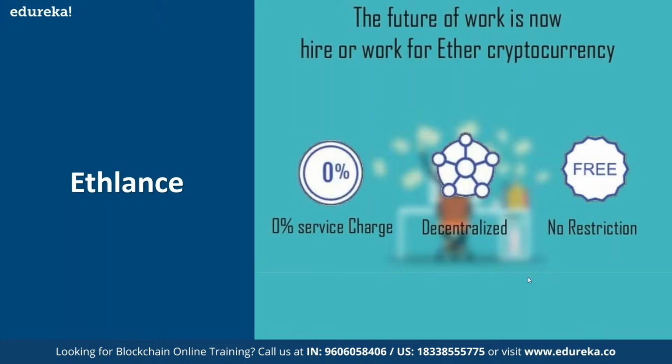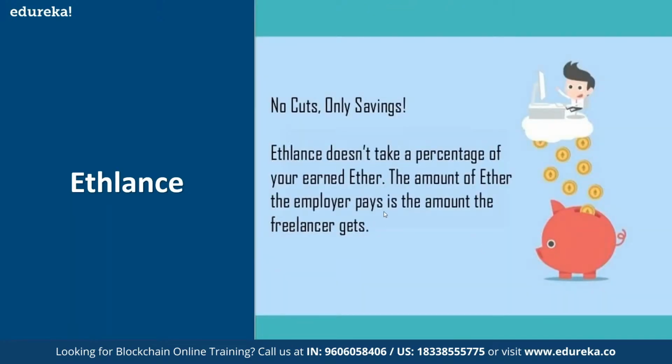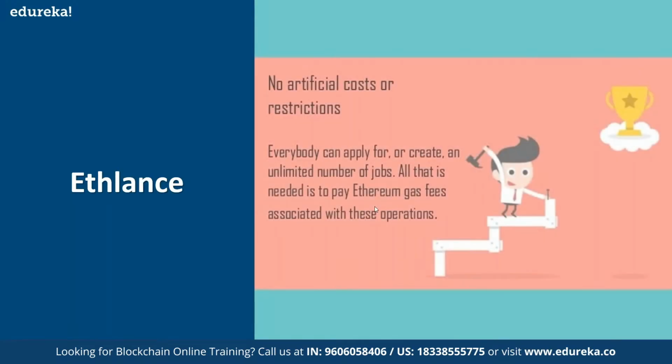So this is about Hlans. As a result of this, they say only cuts, no cuts, only savings. Hlans doesn't take a percentage of what you earn. The amount of Ether the employer pays is the amount the freelancer gets. And the best part is there's no artificial cost or restriction. Everybody can apply for or create an unlimited number of jobs. All that is needed is to pay the Ethereum gas fees associated with these operations. So that is how you'll be paying, guys.